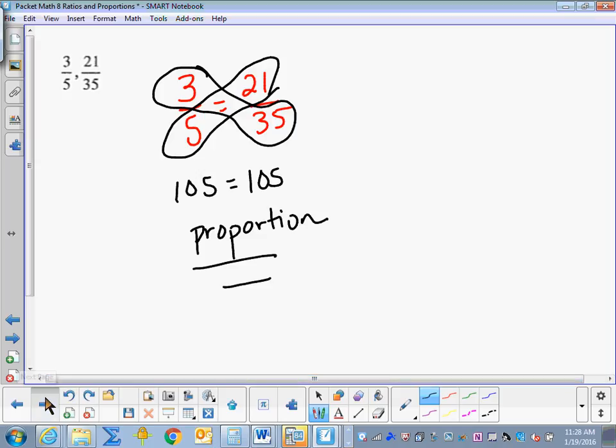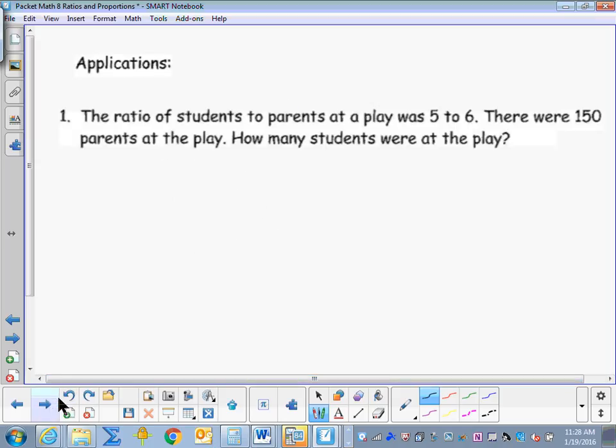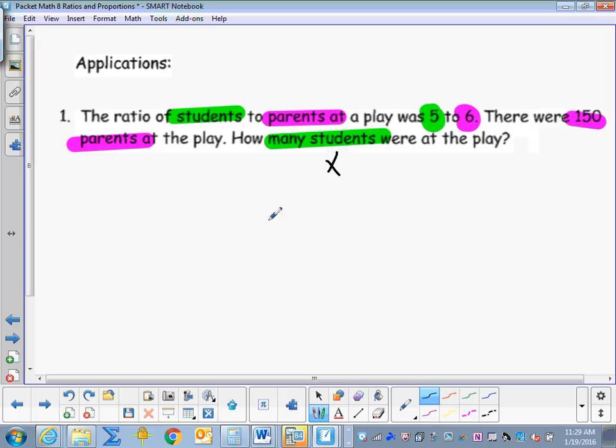All right, let's do some applications. The ratio of students to parents at a play was 5 to 6. There were 150 parents at the play. How many students were at the play? So we're comparing students to parents. So the first thing you want to do is maybe highlight information that goes together. We know there were students, there were 5, and then we're going to figure out how many. So that's going to be our variable x. Parents, we know there were 6 and then 150. So go ahead and we're going to set up our proportion now.